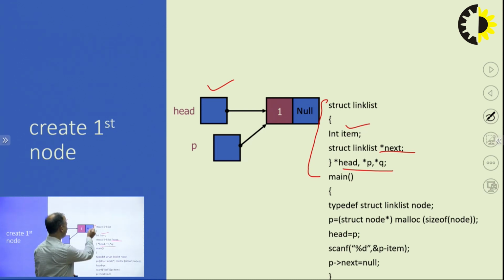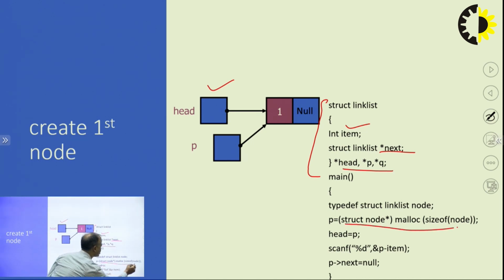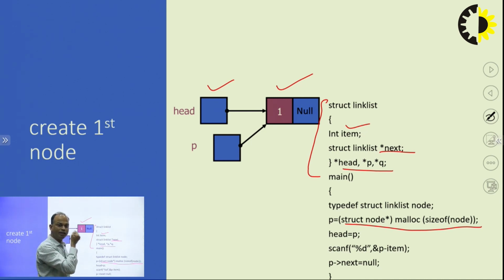This is our first node, and how are we creating the first node? To create any node we need the malloc function. With the help of the malloc function we create the node. When this malloc function executes, one node is created. After executing this code, this node is created, and we need to pass various values to this particular node.